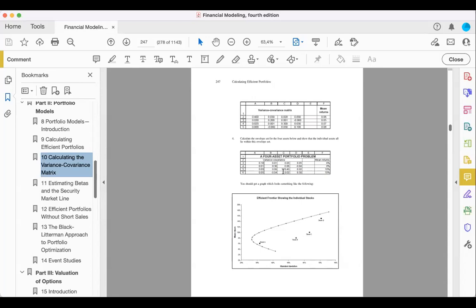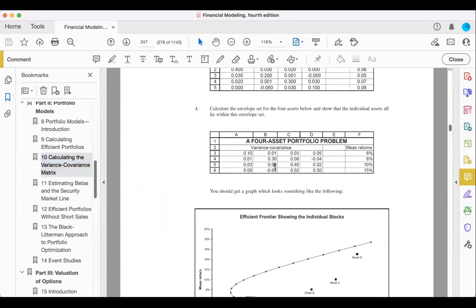So our main goal is to be able to build the efficient frontier from A to Z without any external help. We just need the data, right? So let's start by solving exercise number 4. Let me just share the screen with you. So here we are.